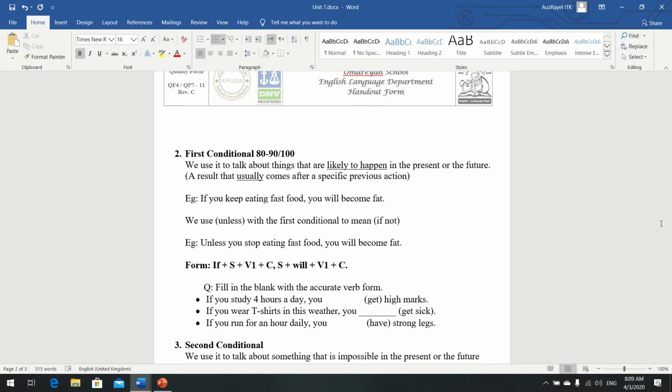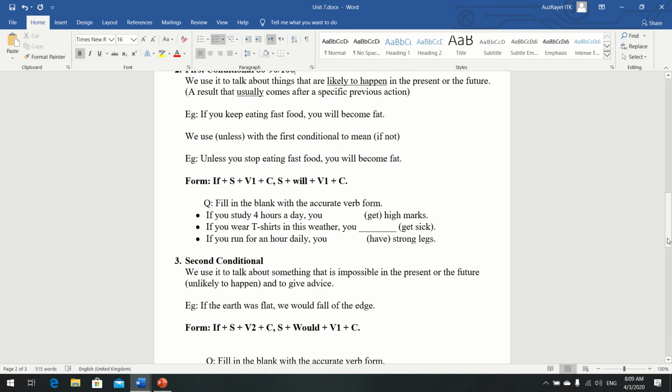Okay, so we put the negative of the sentence. For example, we say unless you stop eating fast food you will become fat, which means if you don't stop eating fast food you will become fat.